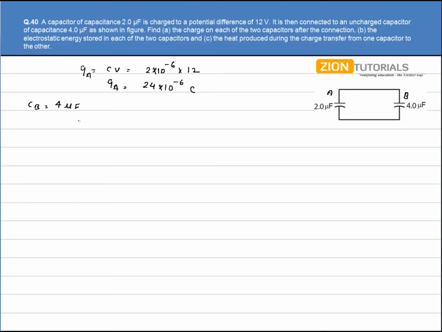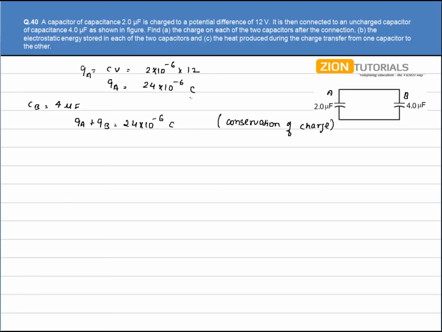So charge on A plus charge on B will be equal to 24 into 10 to the power minus 6 coulomb. That is nothing but conservation of charge.